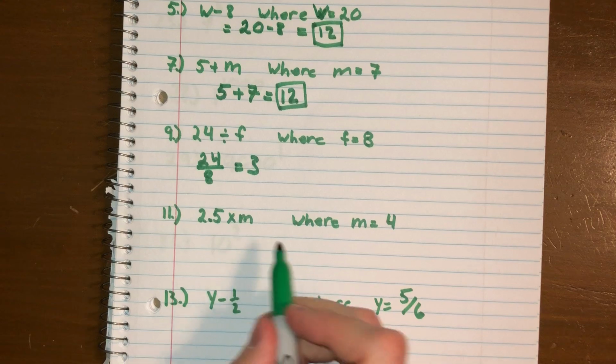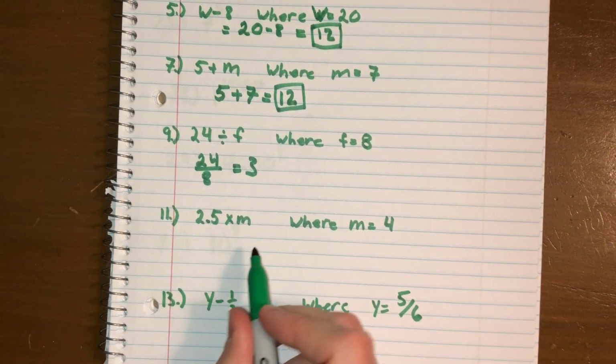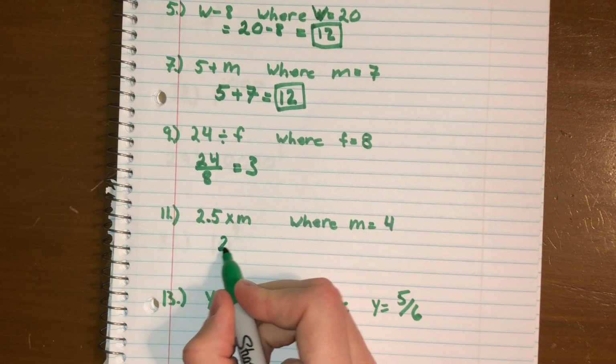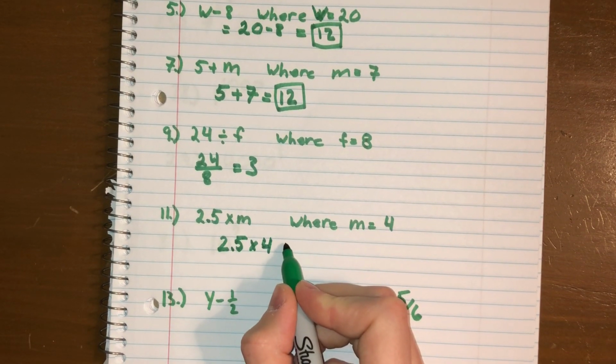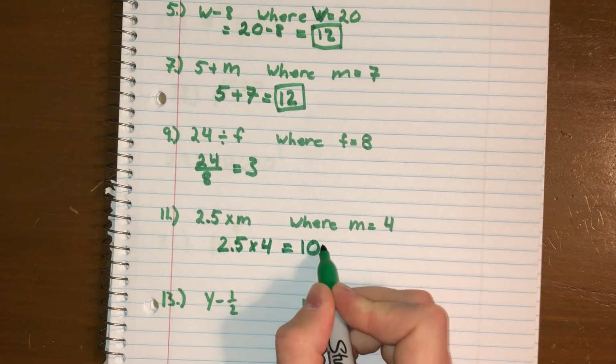And some multiplication down here now. Again, we're just plugging in 4 for m. So 2.5 times m, which is 4, is going to be equal to 10.